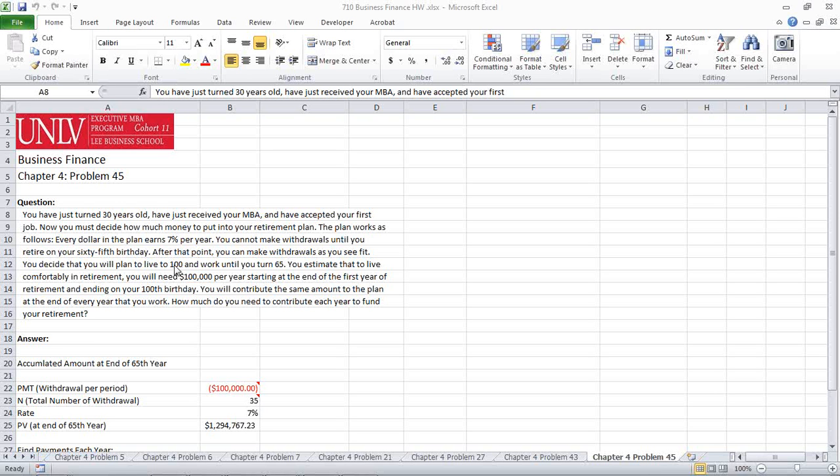You plan to live to 100 and work until you turn 65. You estimate that to live comfortably in retirement, you will need $100,000 per year starting at the end of the first year of retirement and ending on your 100th birthday. You contribute the same amount to the plan at the end of every year that you work. How much will you need to contribute to the fund to fund your retirement?